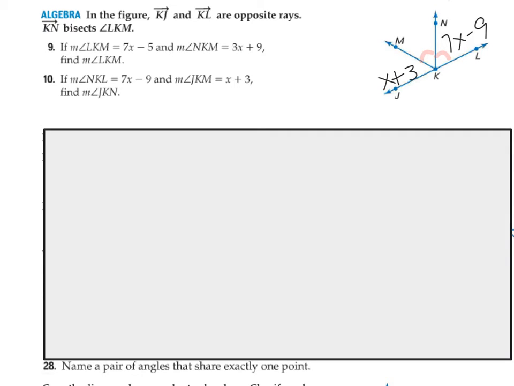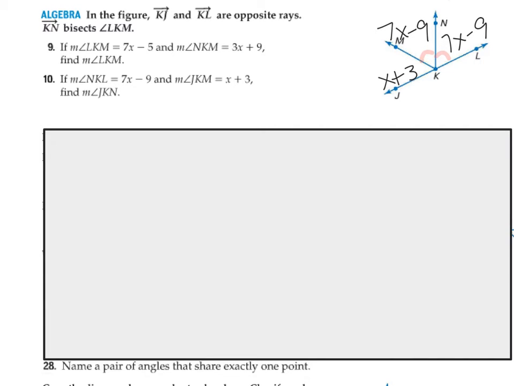We also need to know what the measure of this part of the angle is. Well, because KN is an angle bisector, we know that if NKL measures 7x minus 9, then angle MKN also has a measure of 7x minus 9. So let's go ahead and fill that in.